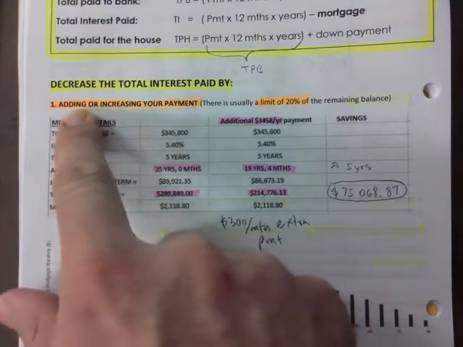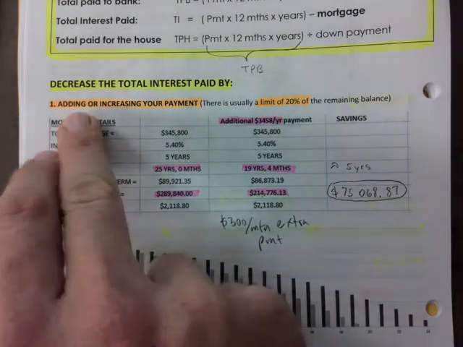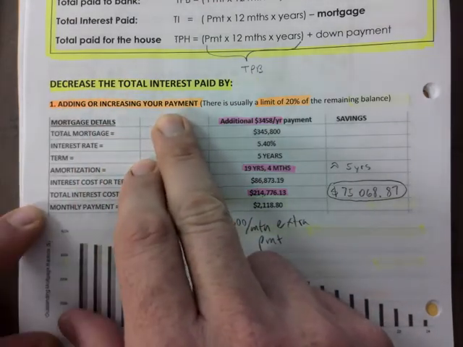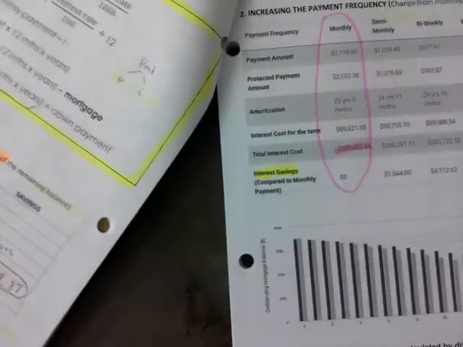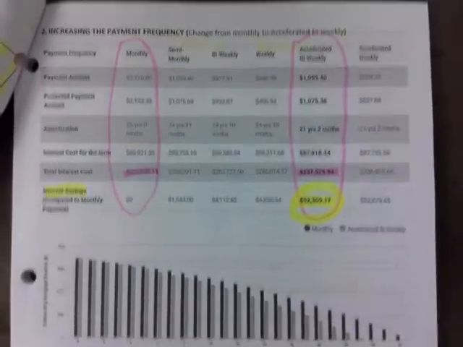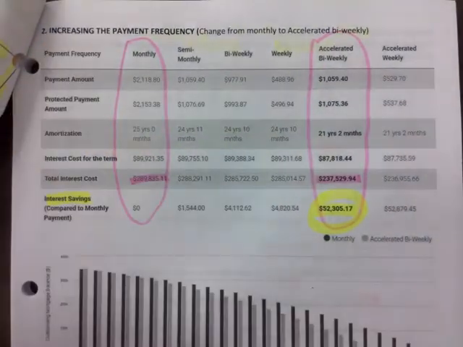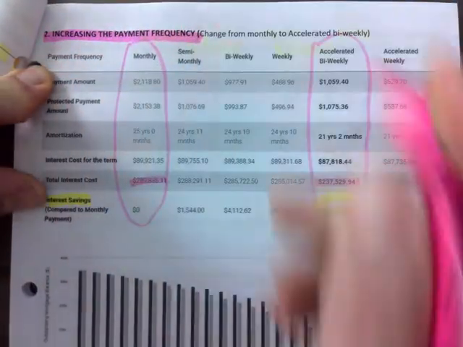Number one is adding or increasing your payment. Make an additional payment. Make more of a payment. It's up to you what you want to do. So that's one way of decreasing the total interest. Let's go to page 26. You just got to follow me, got to kind of stay on your toes here a bit. Number two, that's another one, increasing the payment frequency.